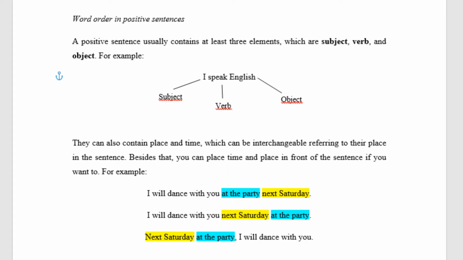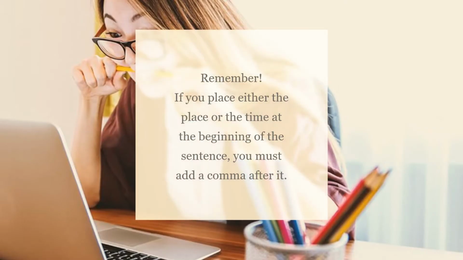Then we have the next example. I will dance with you next Saturday at the party. First, we have the time, and then we have the place. And the third example, next Saturday at the party, I will dance with you. At the beginning of the sentence, we have the time, and then we have the place. Remember, if you place either the place or the time at the beginning of the sentence, you must add a comma after it.